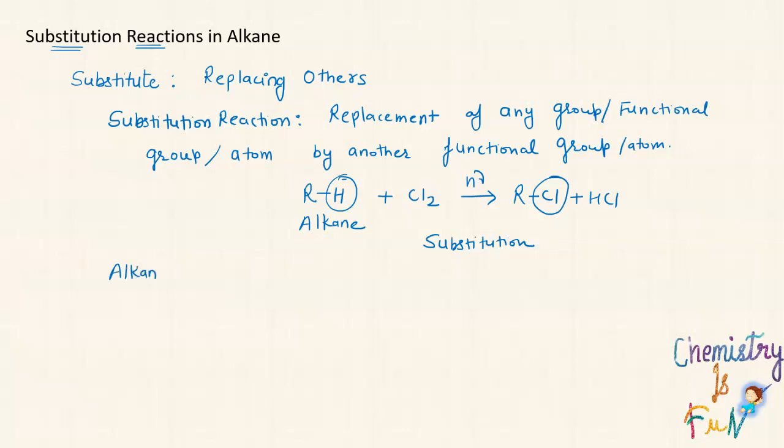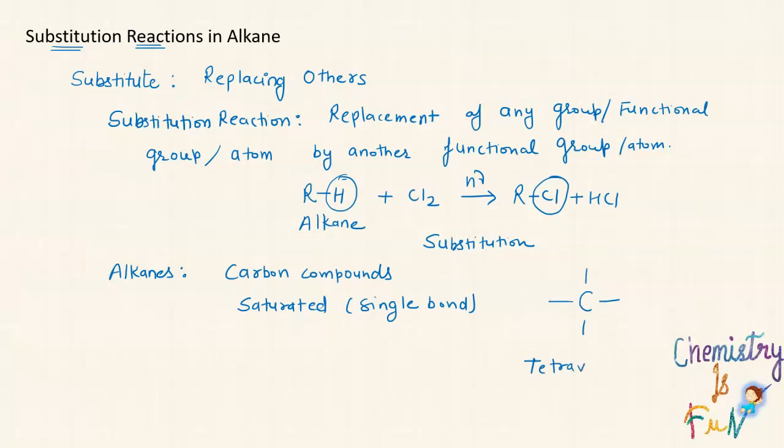First of all, what are alkanes? Alkanes are the carbon compounds which are saturated. Saturated means all the bonds present in this are single bonds only. And you must have learned that carbon has 4 valencies. That means carbon is tetravalent. And it has the tendency to self-link. That means it can attach to another carbon.